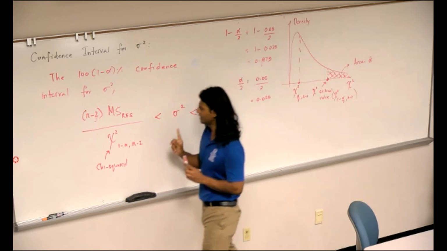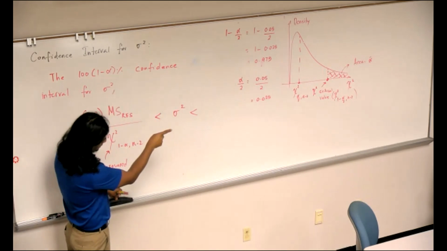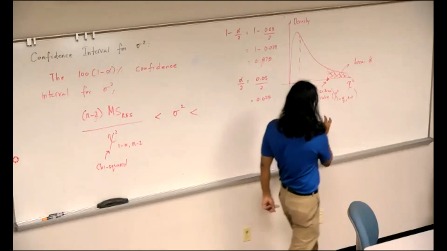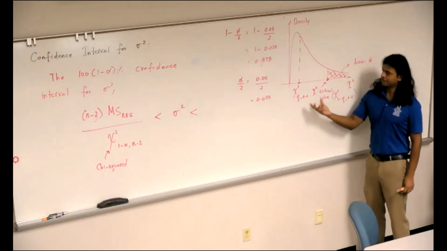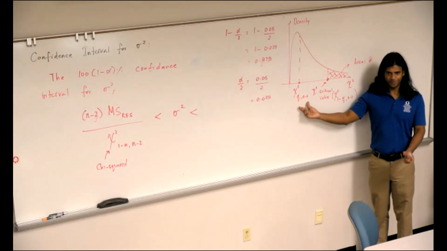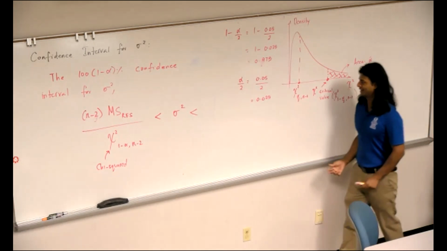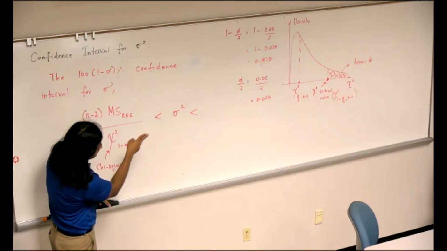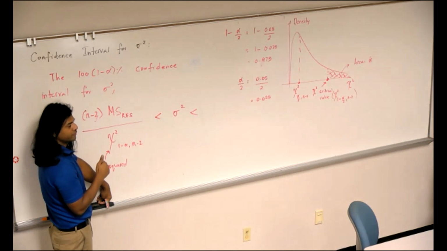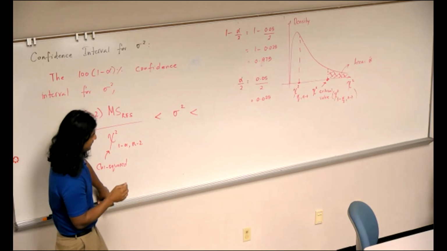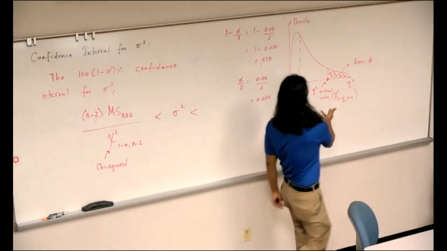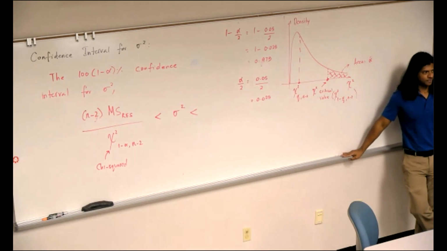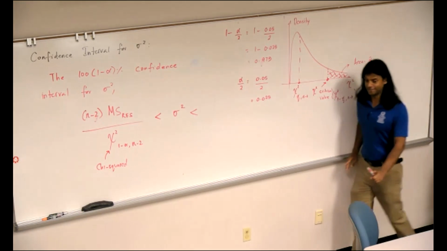Good. So the upper endpoint is the bigger number. The lower endpoint is the smaller number. That said, what should go here? Should it be chi-squared alpha over 2 comma n minus 2? Or chi-squared 1 minus alpha over 2 comma n minus 2? You tell me. Algebra.